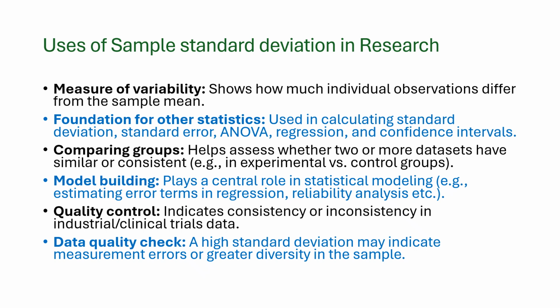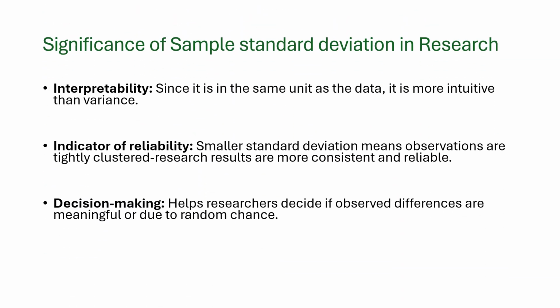And in model building, of course, it plays a central role in statistical modeling. It is also used for quality check. The easiest way to check the quality of data is to see the standard deviation and compare it, so you can see the diversity in the sample. Similarly, it has a lot of significance in research. Interpretability is the best one. As I told you, very often you can interpret standard deviation as an absolute measurement, rather than variance, because variance is altogether the square of the standard deviation. It is also an indicator of reliability.